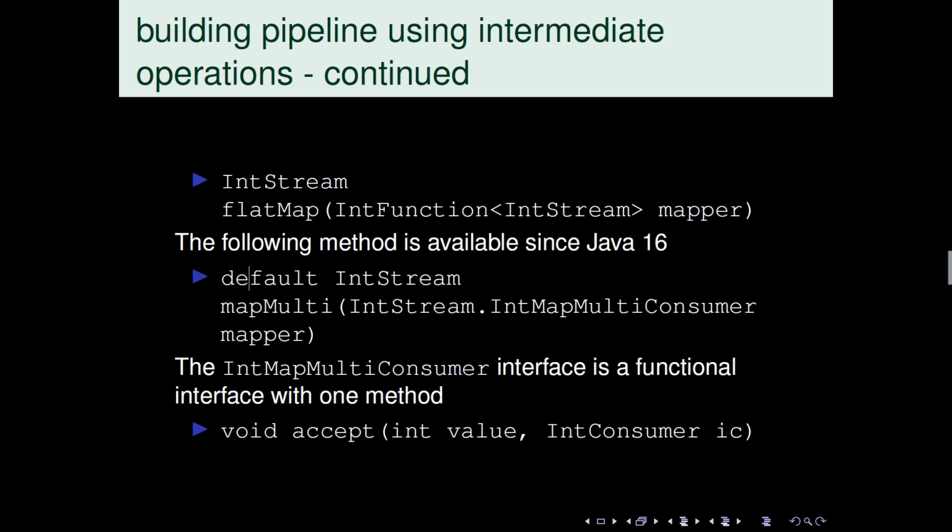IntMapMultiConsumer, okay. So for that, what is the method in the IntMapMultiConsumer? Fine. There is an accept method. It's a consumer, so from that point of view, they have given the method name as accept, and the first parameter is value and the second parameter is the IntConsumer, okay.